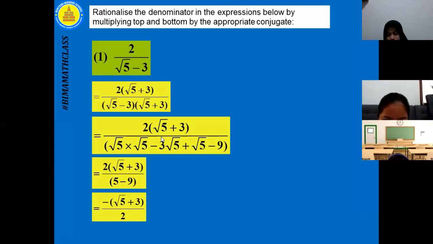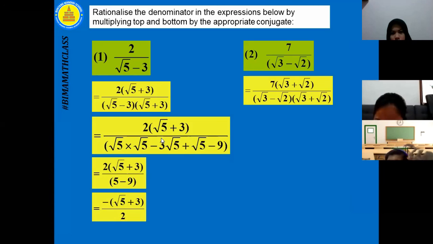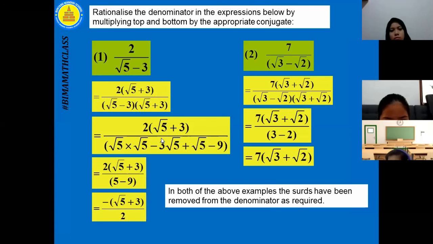Now, let's try number 2. Anybody? What's the conjugate pair of this? Square root of 3 plus square root of 2. Exactly. So, you get this conjugate pair, multiply them. Multiply the numerator and the denominator. 7 square root of 3 minus 7 square root of 2. Oh, wow, okay. Someone is very good here. Okay. I learned in the internet, in YouTube. It's many. Yes. Okay, very good. So the answer is like that.